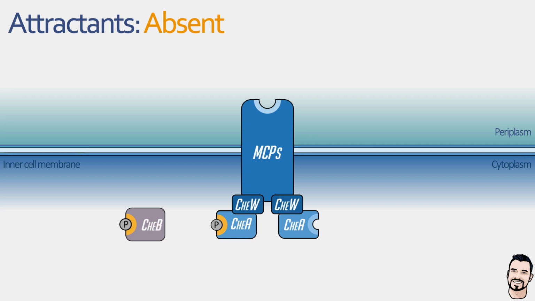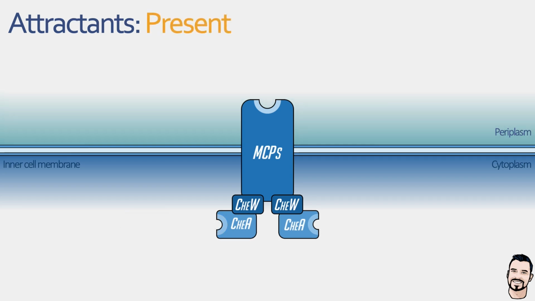And so by removing the methyl groups, it makes MCPs more sensitive to attractants and less sensitive to repellents, which will ultimately cause a switch to an inactive signalling state. Now, obviously, before we get demethylation, we need to have methylation, but we'll go through that in just a minute as we now turn our attention to when chemoattractants are present.